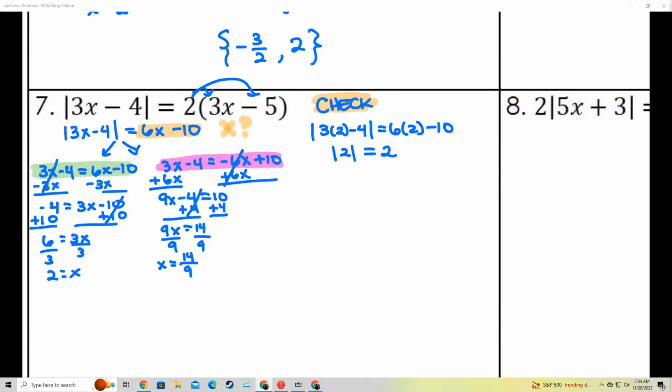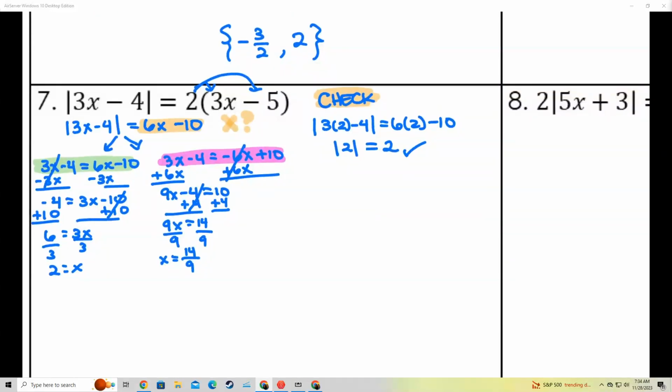Is the absolute value of 2 equal to 2? Check. So that means the first answer is valid and it works. Let's check the second answer and see if it works. And this is where some of you guys are really going to hate this. But that's okay. I mean, the fractions, you need to work with fractions.